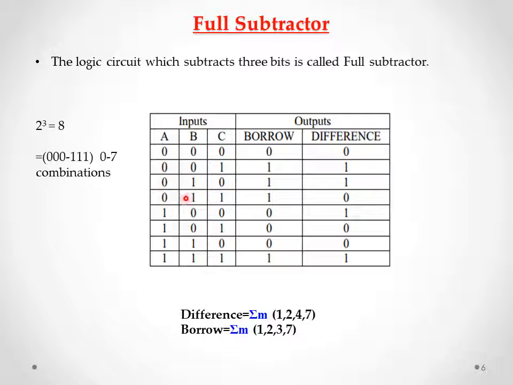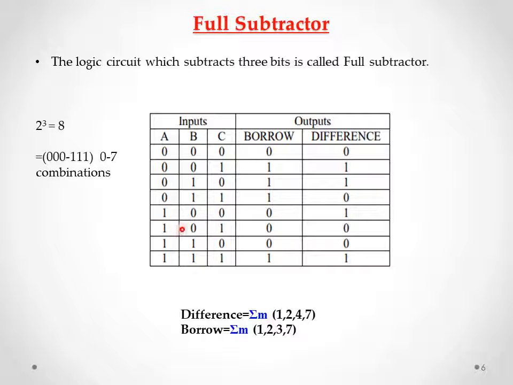Now 0 minus 1 is borrow 1, difference 1. Now the answer is 1. 1 minus 1 is 0. So borrow 1, difference 0. Now 1 minus 0 is 1. Again 1 minus 0 is 1. So the difference is 1, borrow is 0.